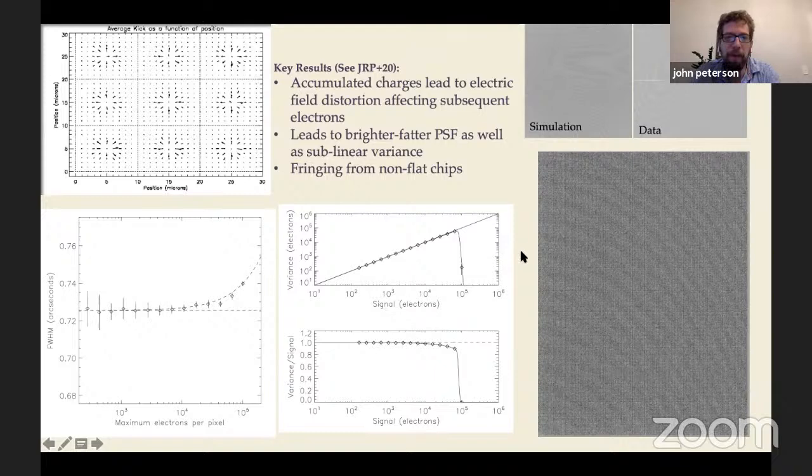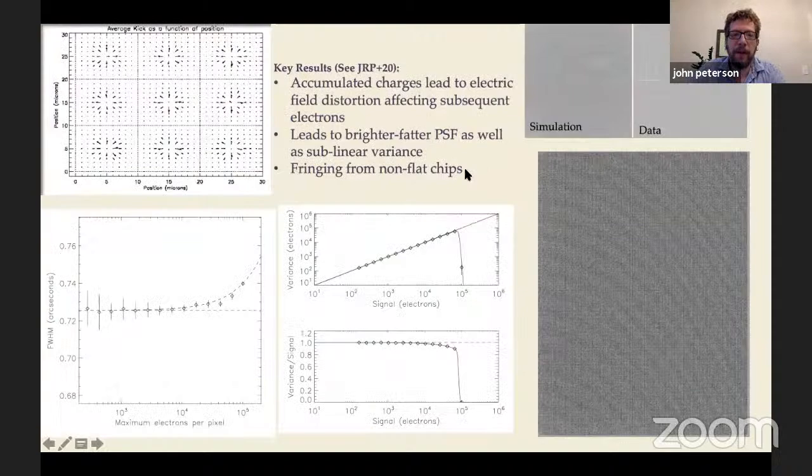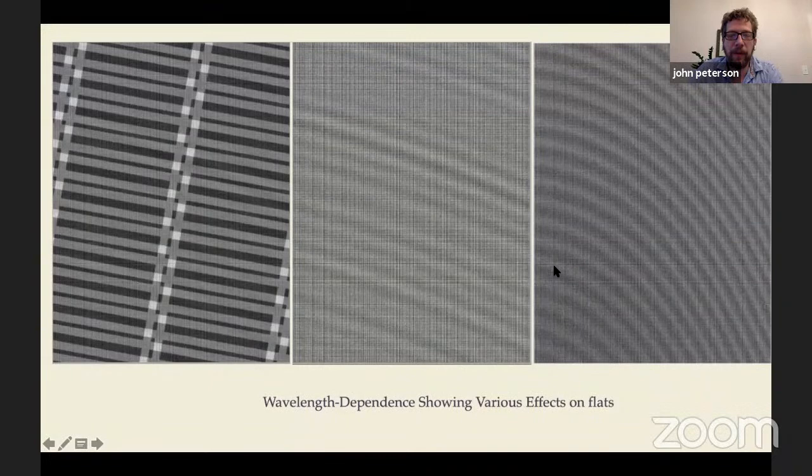Put all this kind of stuff together, and you end up with very complicated wavelength dependence of flats. If you generate flats at different wavelengths, you get quite different patterns. Short wavelength is on the left, long wavelength is on the right. You see more fringing on the right, more the effect of the field-free regions on the left, and more the tree rings in the middle. All this has to do with the fact that the photon interaction depth depends on wavelength, and these effects depend on how long a distance the electron has before it reaches the readout.